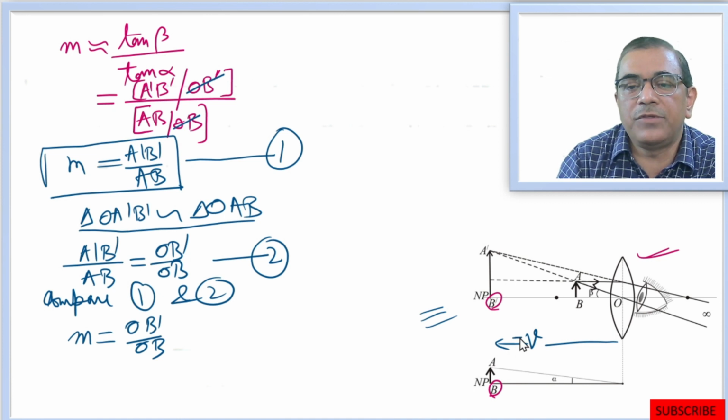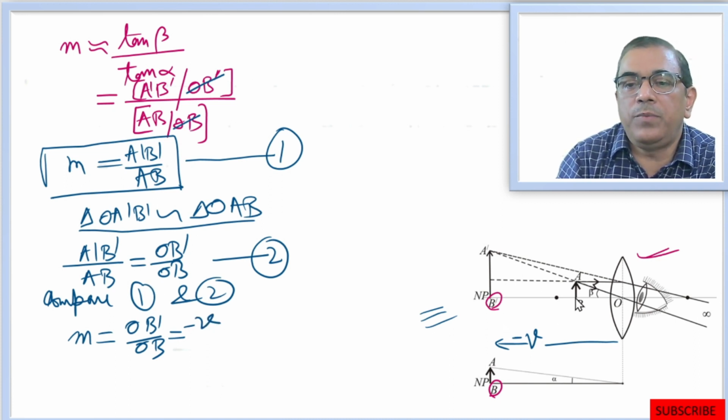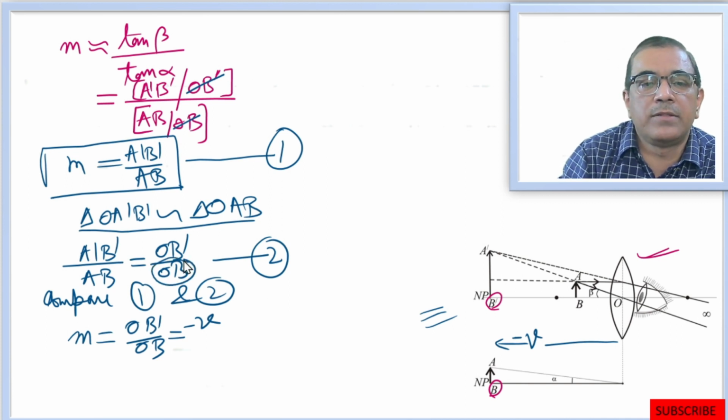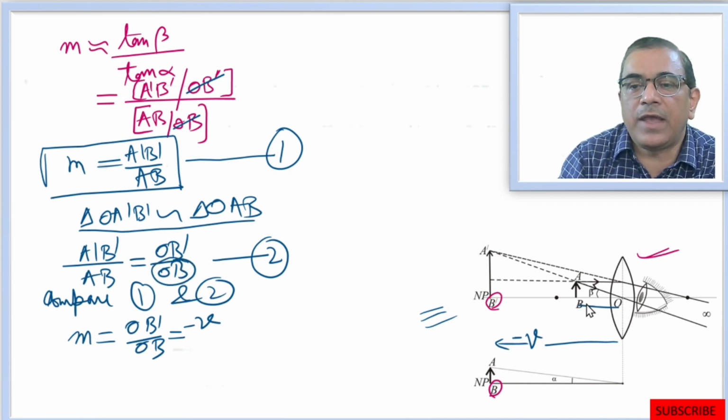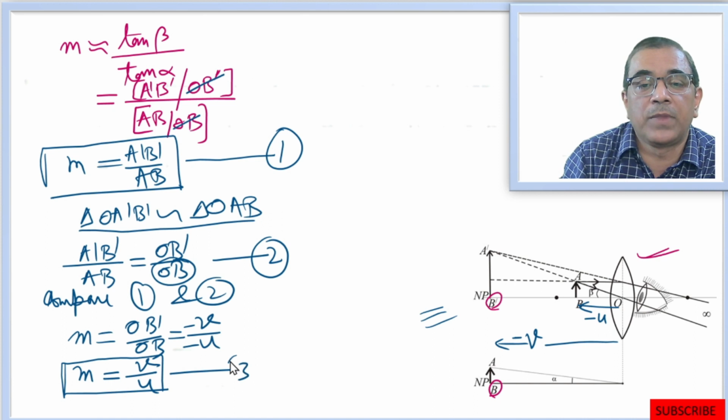Let's write with sign convention. So this is minus V, and OB is the distance of the object. This OB is this OB. So this has to be minus U. So as I told you, the angular magnification is the same as the linear magnification, and the formula also turns out to be the same. This is relation number 3. Next, from the lens formula.